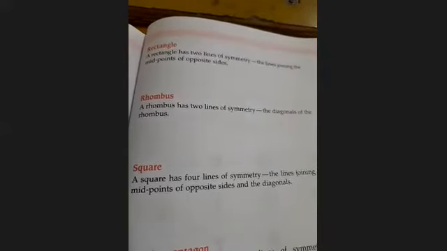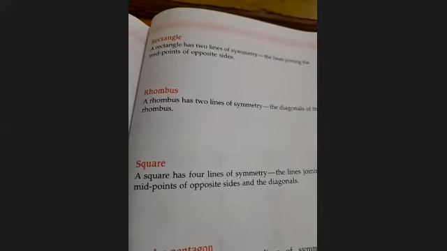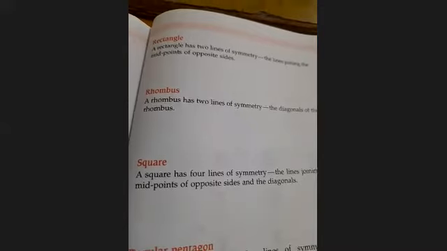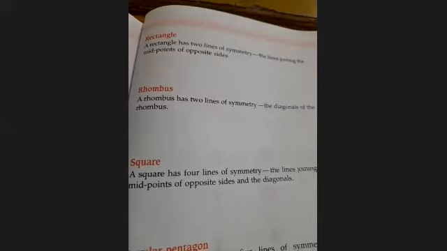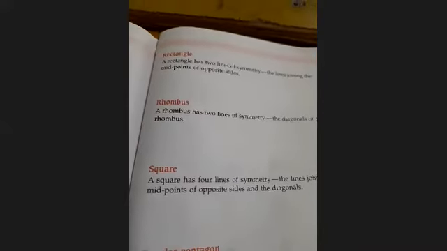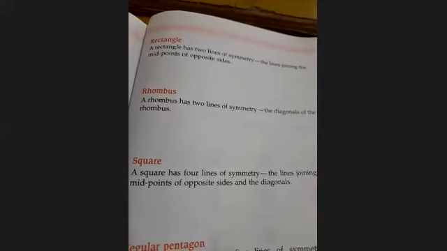A rectangle has two lines of symmetry. A rhombus has two lines of symmetry. But in a square, we have four lines of symmetry: horizontally, vertically, then two diagonals. A square has four lines of symmetry. The line joining midpoints of opposite sides, then diagonals. These are midpoints and these are two diagonals.